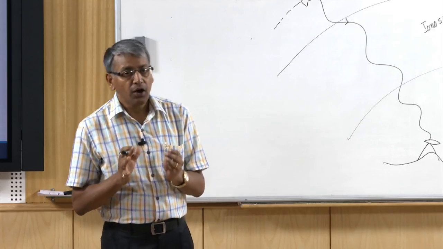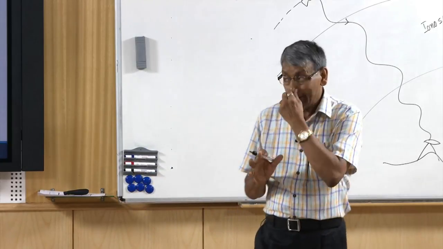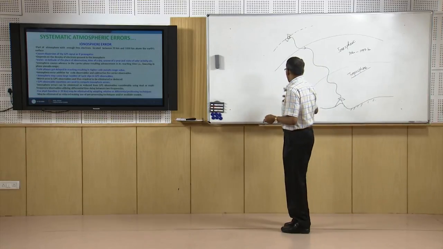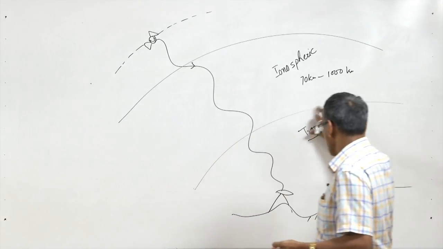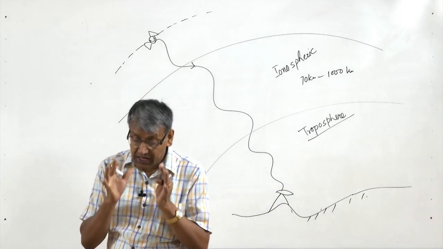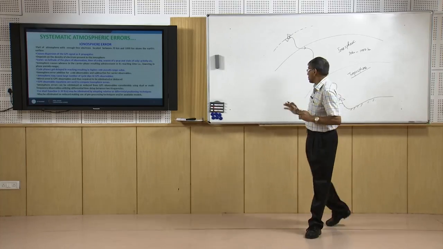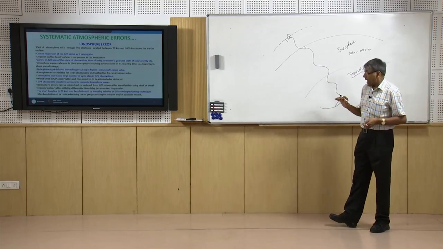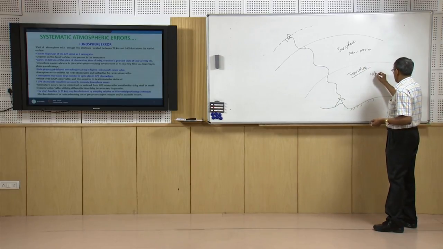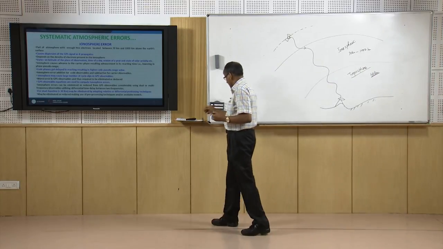The next variety of atmospheric error is the tropospheric error. In case of GPS observation, the layer of the atmosphere where the signal gets physically obstructed is known as the troposphere, and it extends up to about 40 km from the surface of the earth.